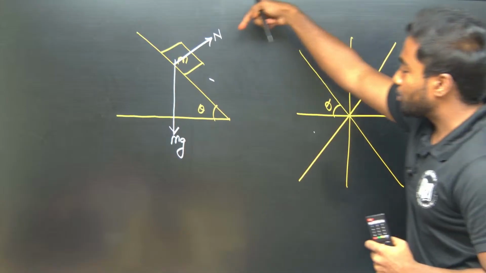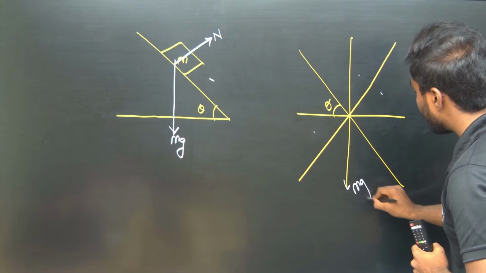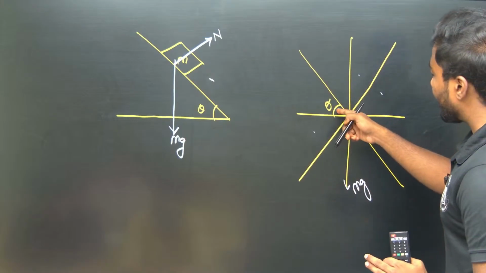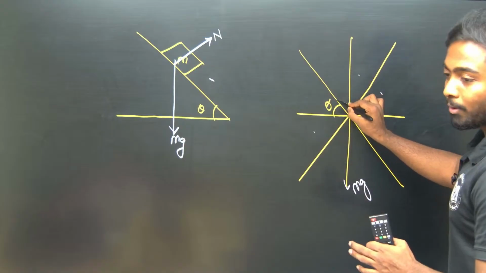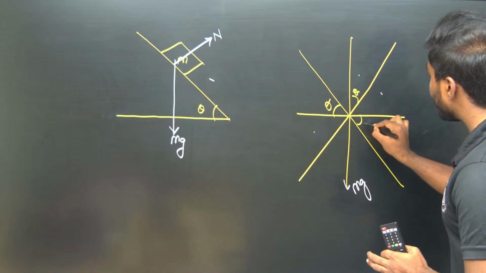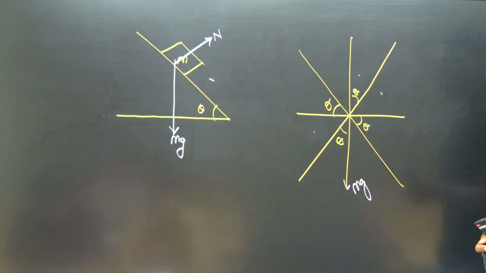Now what is mg? Towards down. So write that mg over here. So this is my mg. Now if this is theta, I should take alternately, so I give one space, again theta over here, theta, theta. Right? Yes or no?